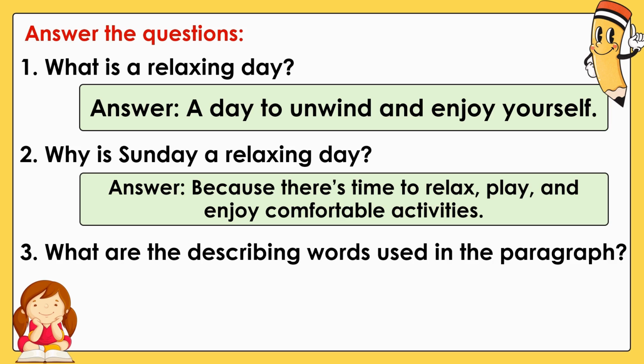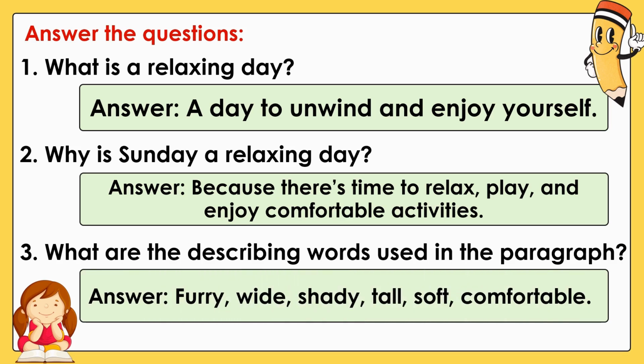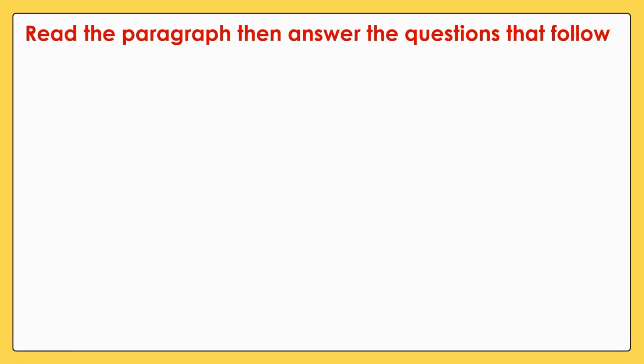Number 3. What are the describing words used in the paragraph? The answer: furry, wide, shady, tall, soft, and comfortable. This time, let us read the paragraph, then encircle all the describing words.